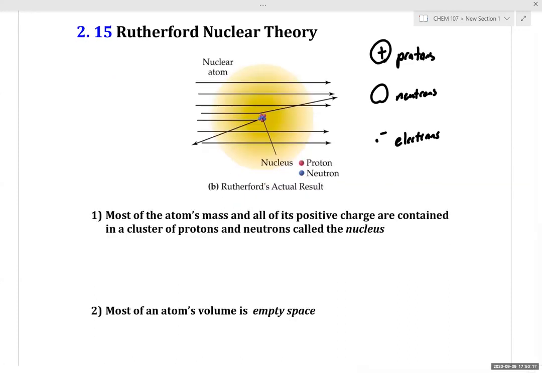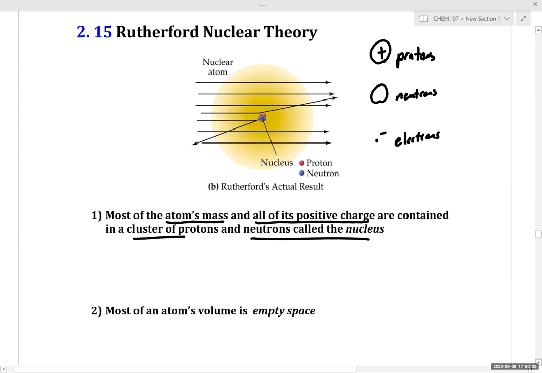So the key tenets for Rutherford nuclear theory are, first and foremost, most of the atom's mass and all of its positive charge are contained in a cluster of protons and neutrons called the nucleus. So this is our example nucleus. So the nucleus contains all of our protons and neutrons.